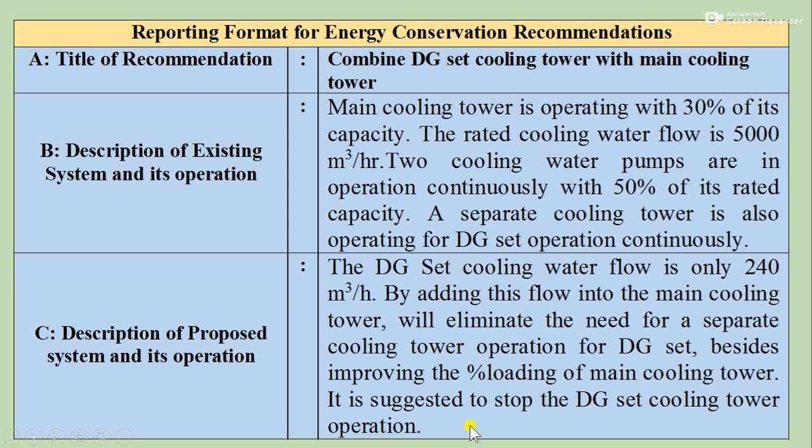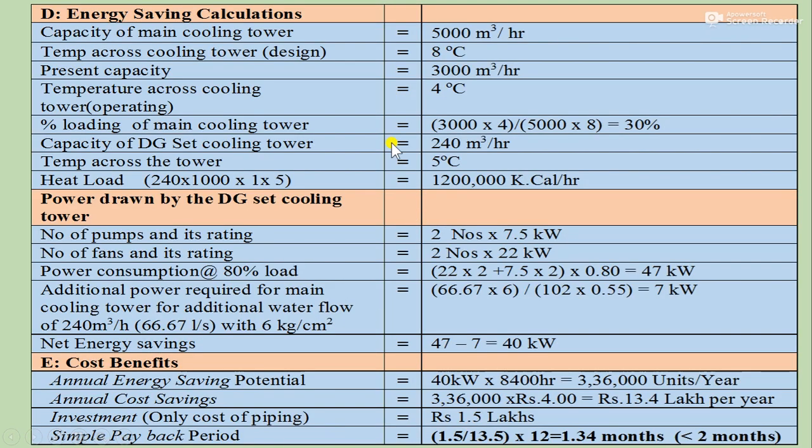Here we will see the calculation in tabulated form. This is a part of the energy saving calculation. In that, first of all, the capacity as given, and its temperature, then the temperature across the cooling tower. Percentage loading is given, so how is that calculated? It is the product of these two, that is 3000 multiplied by 4, divided by the product of these two, 5000 into 8. So 30% loading comes.